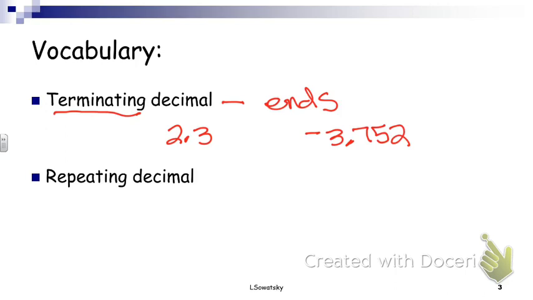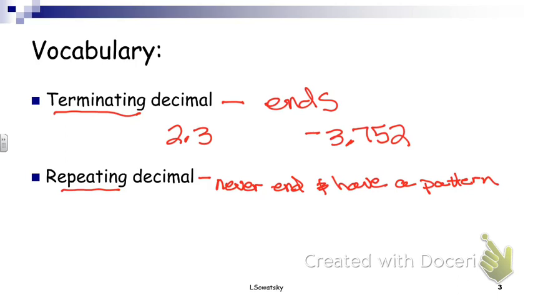Repeating decimals are ones that do not end and have a pattern. So it's important that they have a pattern. That's the repeating part. So for example, 1/3 as a decimal is 0.3333333, and it just keeps going on and on forever, and it never ends. So we don't want to write a whole bunch of threes. So what we do to represent that, we put a bar over whatever is getting repeated.